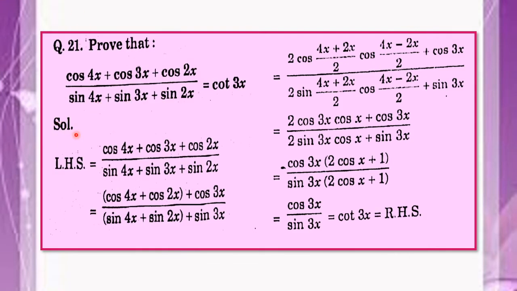21st question. Here let's take the left hand side, combine 4x and 2x, and in the denominator combine sin 4x and sin 2x. Apply the same property, sin a plus sin b in the denominator and cos a plus cos b in the numerator, and solve and get the answer.